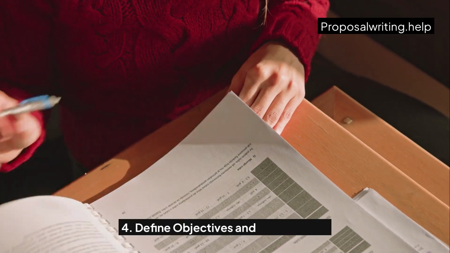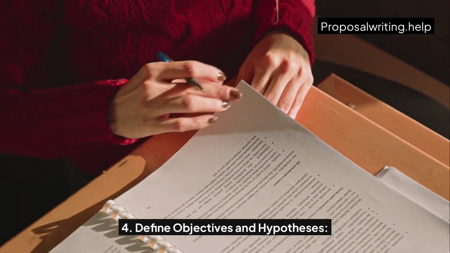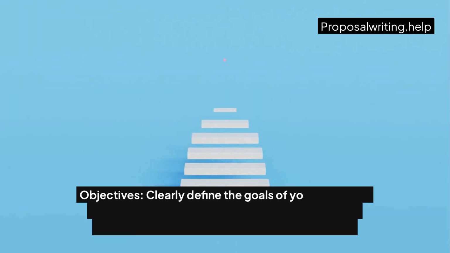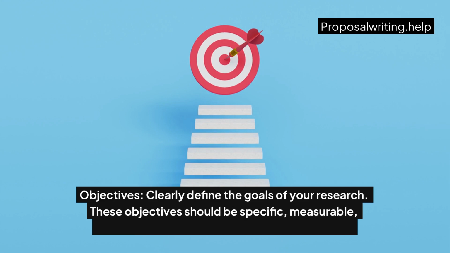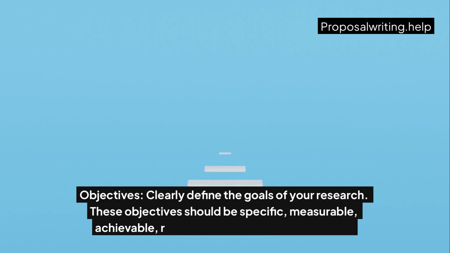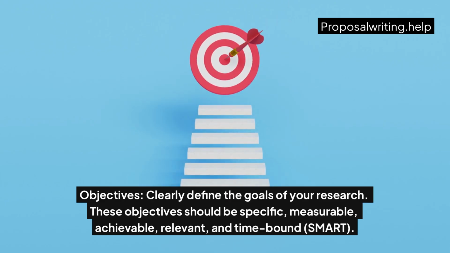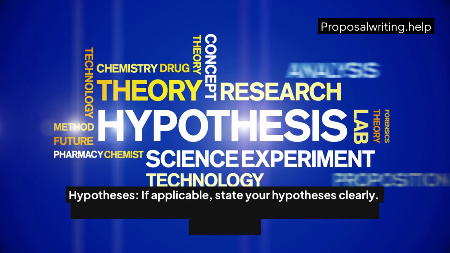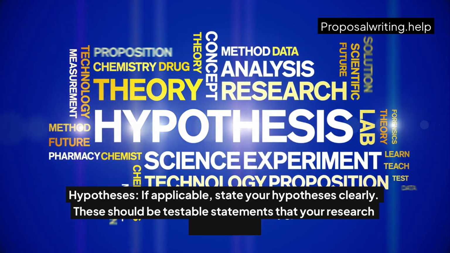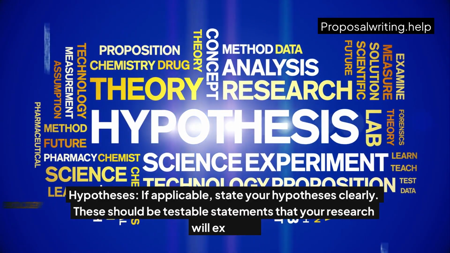4. Define objectives and hypotheses. Objectives: clearly define the goals of your research. These objectives should be specific, measurable, achievable, relevant, and time-bound. SMART. Hypotheses: if applicable, state your hypotheses clearly. These should be testable statements that your research will explore.